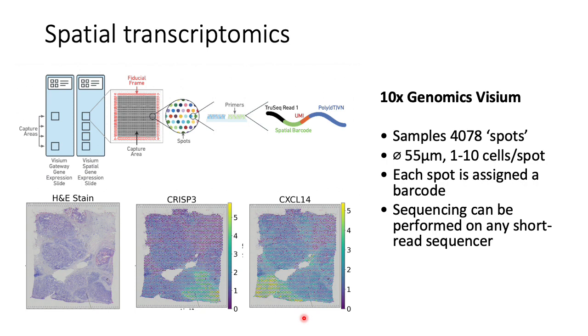One important caveat is that these little spots, these circles here that are highlighted according to gene expression, actually can contain upwards of 10 cells. And so we need to develop tools that can account for the fact that we're measuring the sum of gene expression of multiple cells and of multiple cell types.